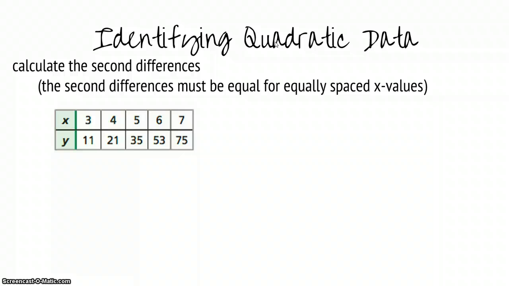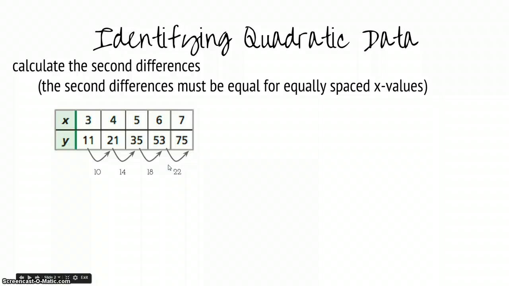We have 5 ordered pairs here: (3, 11), (4, 21), (5, 35), (6, 53), and (7, 75). What we need to look at here is, how can we show whether this is quadratic? The first thing we do is calculate the first difference. 21 minus 11 is 10. 35 minus 21 is 14. 53 minus 35 is 18, and 75 minus 53 is 22.